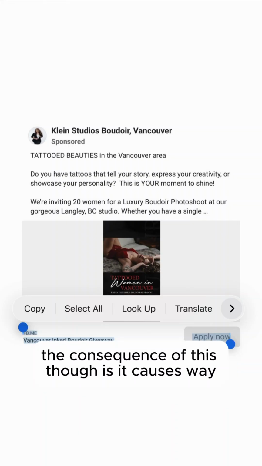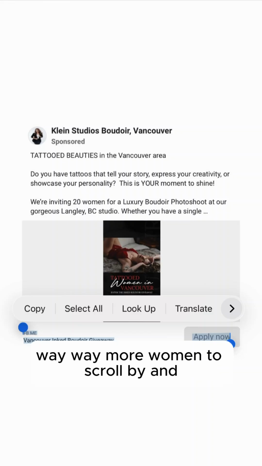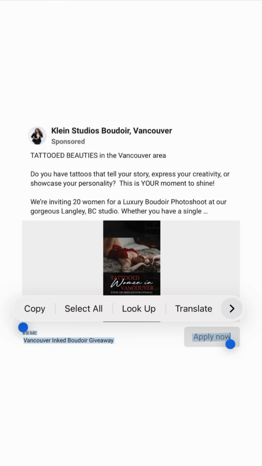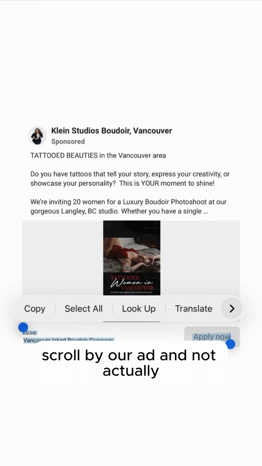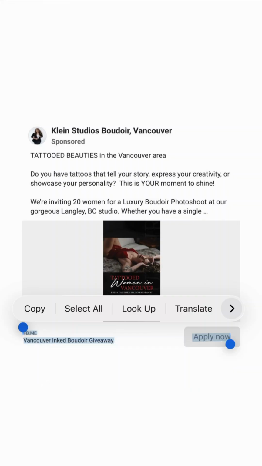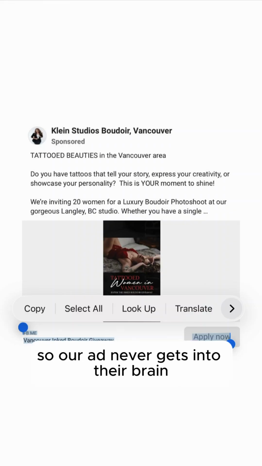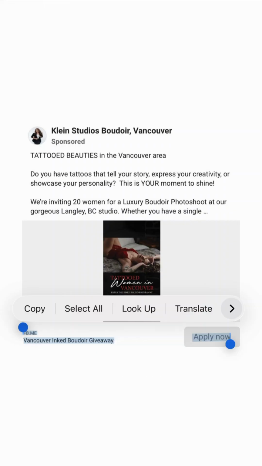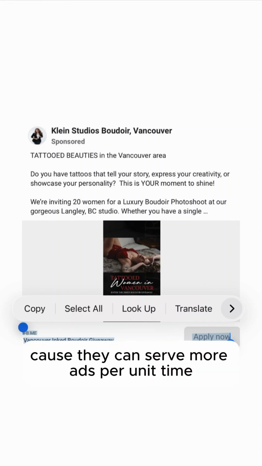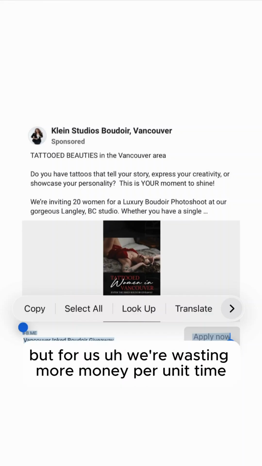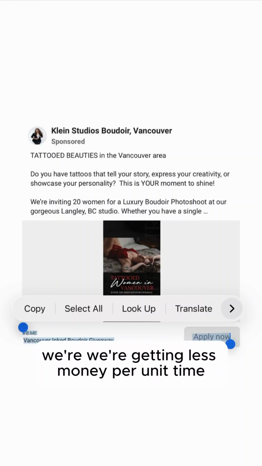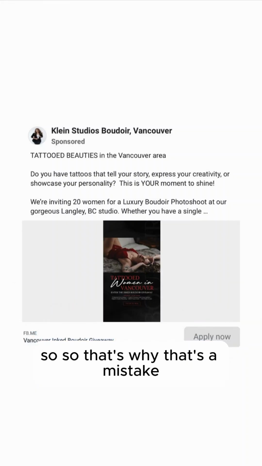The consequence of this, though, is it causes way, way, way more women to scroll by our ad and not actually click, so our ad never gets into their brain. But Facebook likes that because it can serve more ads per unit time. But for us, we're wasting more money per unit time. We're getting less money per unit time. So that's why that's a mistake.